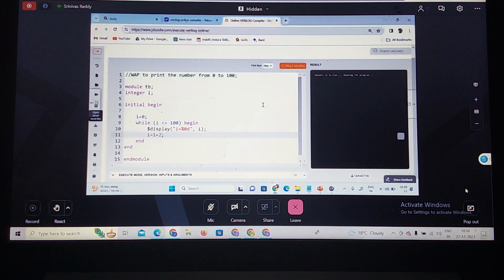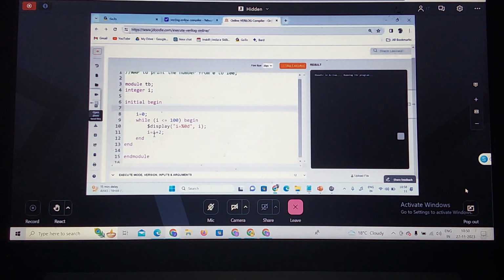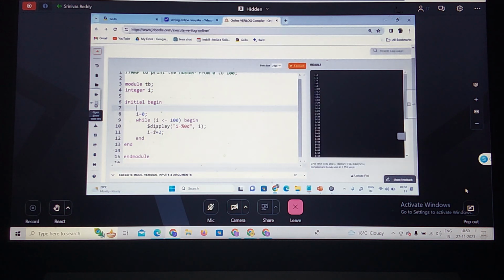So then how to do decrementing? i = i - 1. Correct. This is incrementing. How much am I incrementing the i value? By 2. Previously, to print 0 to 100, I was using 1, incrementing by 1. You can increment by 2, increment by 3, and so on. Decrement by 1: i = i - 1. Correct?